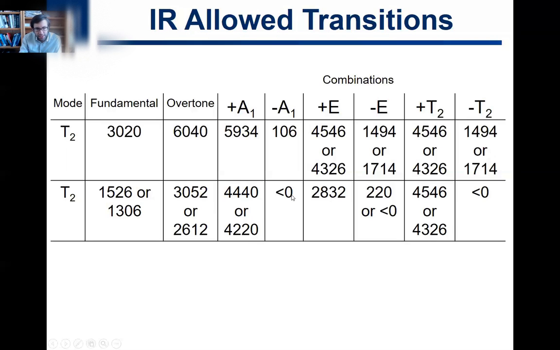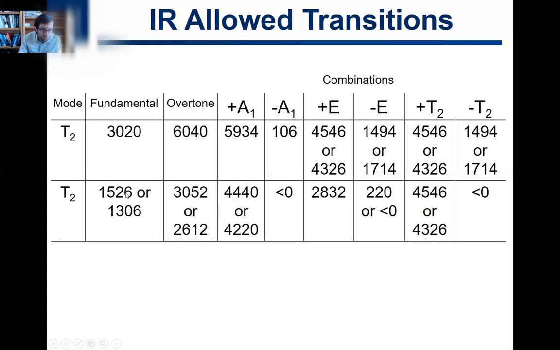And then subtracting. If you take any of these numbers and you subtract 2914, you're going to get a negative number. You can't have a negative energy, so those are out. I just put less than 0 there. Plus E. Okay, plus E. Well, we don't know what E is, but it's the opposing one.